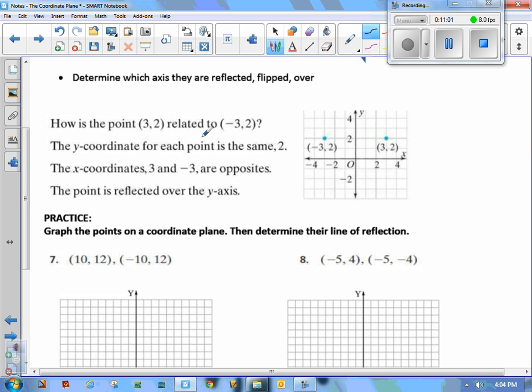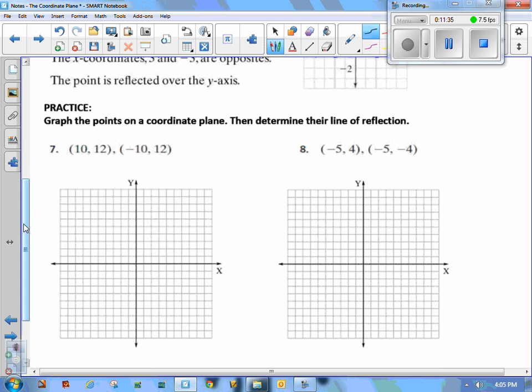Well, the y-coordinate for each point is the same. If you notice, they're both positive 2's. And the x-coordinates are opposites. So here we have 3, and then we have a negative 3. Therefore, the point is reflected over the y-axis because those were the coordinates that were the same. But you can go ahead and plot those points on the coordinate plane. Here's your (-3, 2), and here's your (3, 2). Well, they're opposites, and what is that line that's between them? It is the y-axis. So we're going to do that with the points down below here.